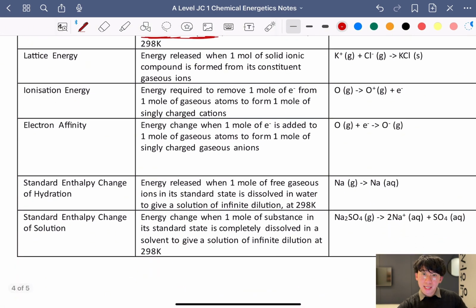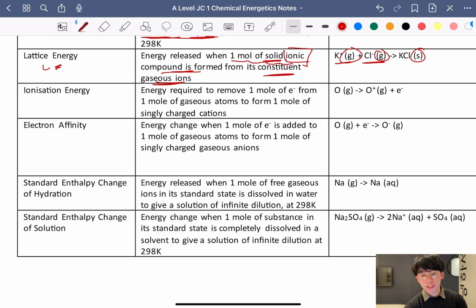Then next, we have lattice energy. For lattice energy, you have one mole of solid ionic compound that is formed. Take note, it must be ionic, it must be a solid, and it's formed from its constituent gaseous ions. Very specific states, and they love to test this. For example, K+ gas plus Cl- gas will combine to form your KCl, and this is a solid. So take note of all these states.